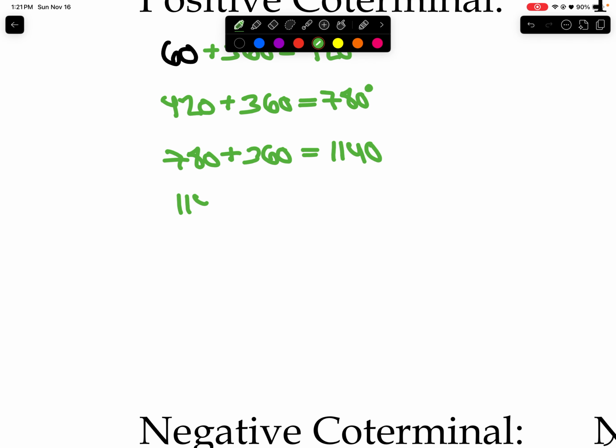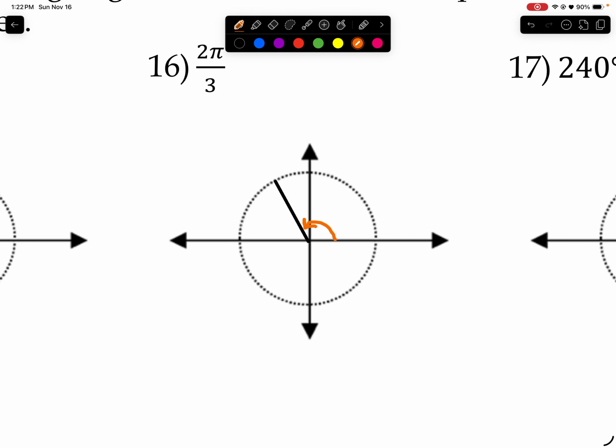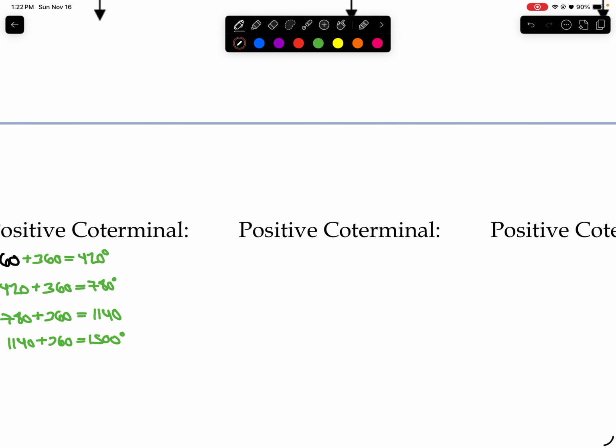All right, and now we're going to jump over to 2 pi over 3. So 2 pi over 3 is going to be in quadrant 2. In standard position, it's a positive angle, so we're going to go counterclockwise. That would be your arrow that you would show. So now I'm ready to find the coterminals.